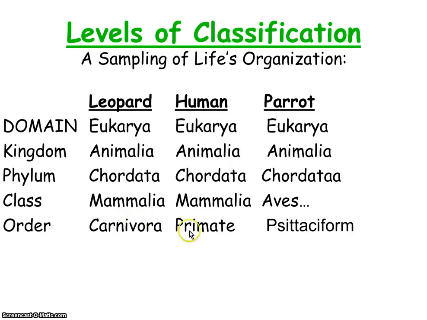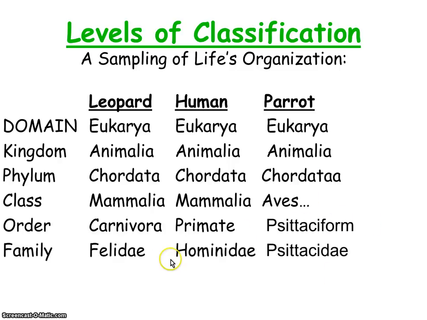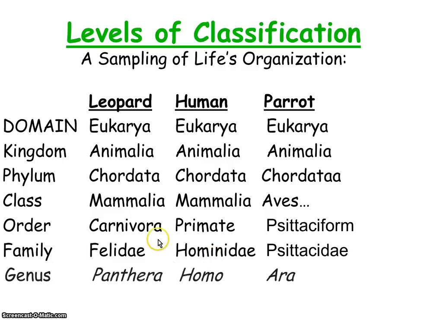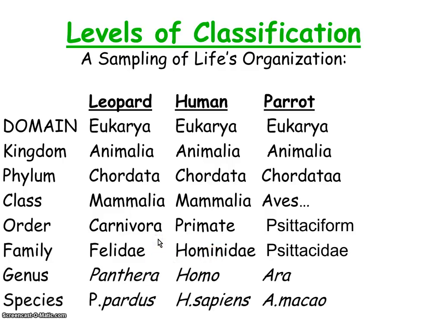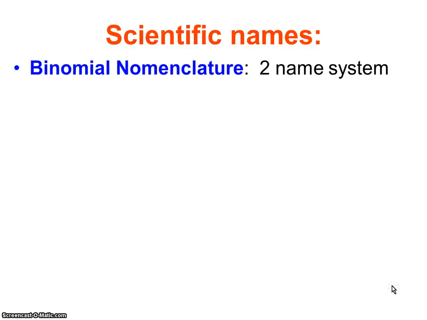From there, we now see here where leopards and humans diverge. The leopard is in the order Carnivora, the meat eaters with the long canines, and humans are primates, similar to monkeys and apes. And then the parrots had already diverged. From there, families are different, and then genus and species. It's important: our scientific name, the way we name organisms, has to do with the genus and the species. And we see this here.